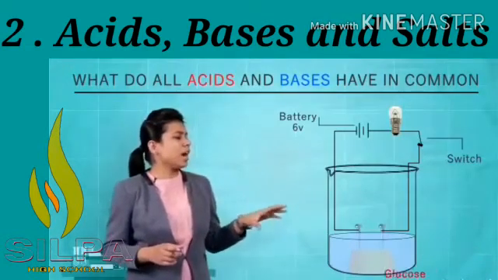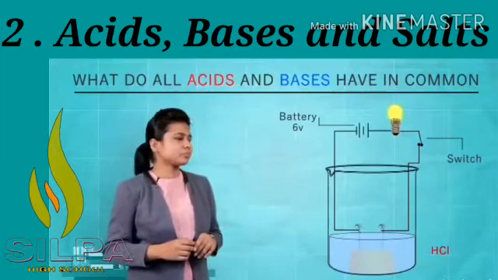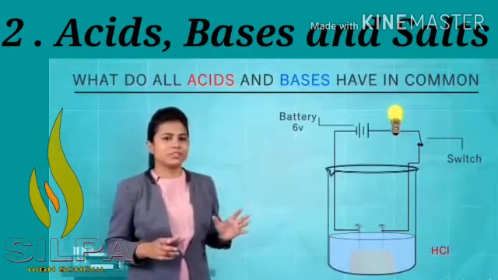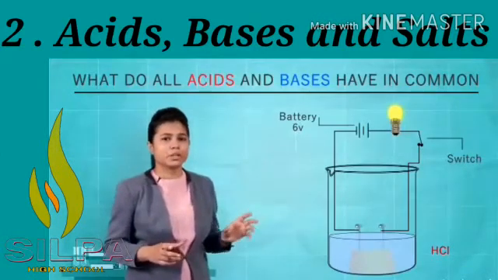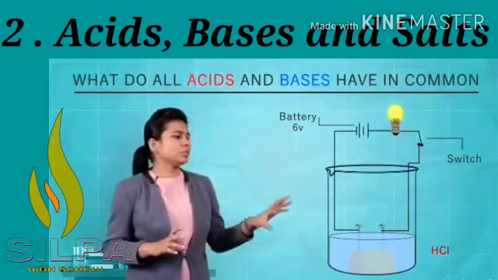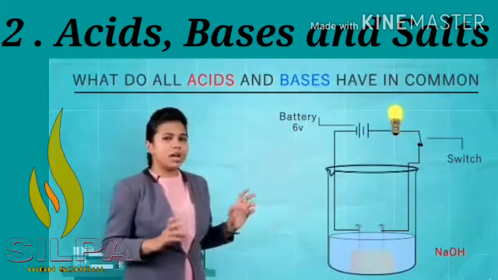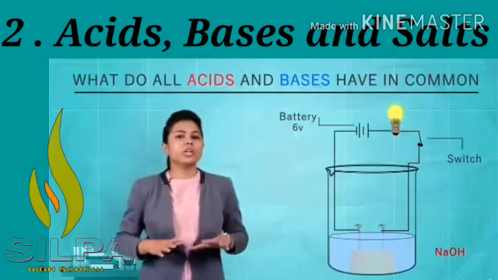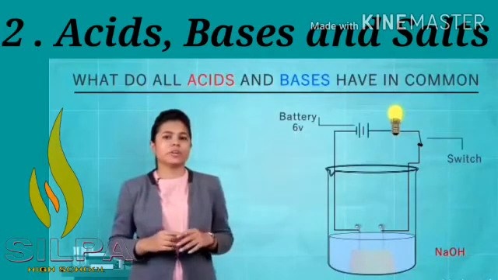Now let's put hydrochloric acid into the beaker. Bingo! It conducted electricity because the bulb is glowing. Now again try it with the sodium hydroxide. Again the bulb glowed. Now the glowing bulb indicates that there is a flow of current.